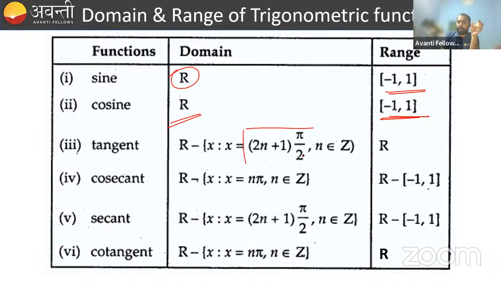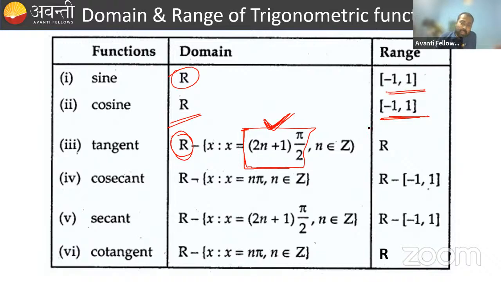Odd multiple of pi by 2. Why are we excluding these numbers from our set of real numbers? Because at all these points tangent is not defined. Pi by 2, 3 pi by 2, at all these odd multiples of pi by 2 tangent is not defined. That's why we are excluding all these points from the set of all real numbers. On all other real numbers tangent is defined, right?